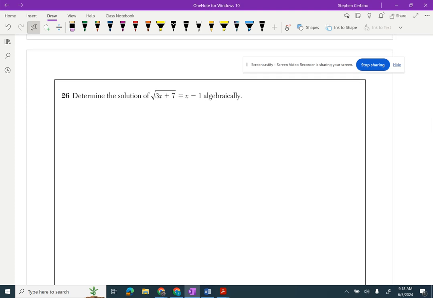For number 26, we see a square root equation. Whenever we have square root equations, we have to isolate the square root, square both sides, and then try and solve algebraically. Chances are if it's a square root equation, it's going to come out to either a linear function or a quadratic function that's factorable. If I square a square root, I'm just left with whatever's underneath. And the other side is going to be the expression x minus 1 squared.